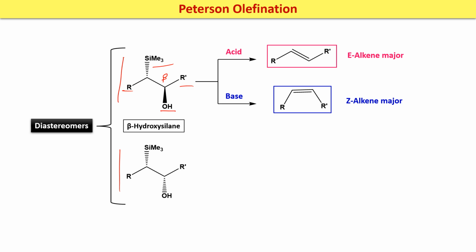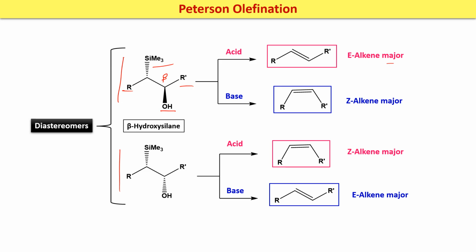Now why have I written major here? Because when it is acidic condition, the E alkene will be the major, and when it is basic, the Z alkene will be the major. Now, with the same reaction conditions, one acidic and another basic, if you apply them to the second diastereomer, the interesting point is it is becoming reverse, it is giving us the reverse result, right?